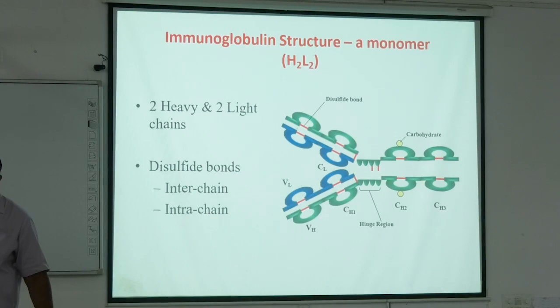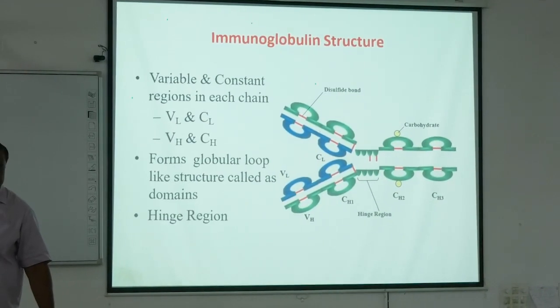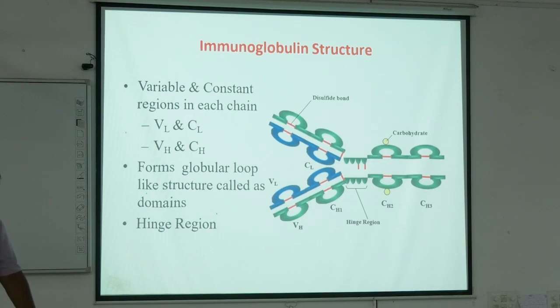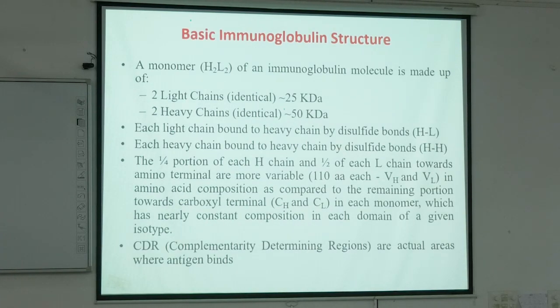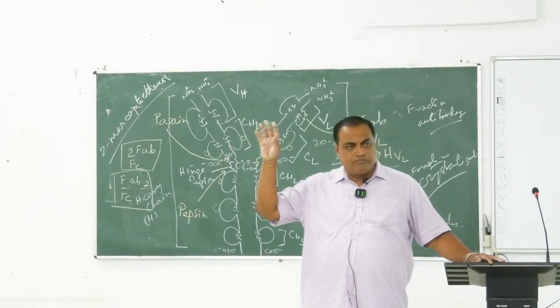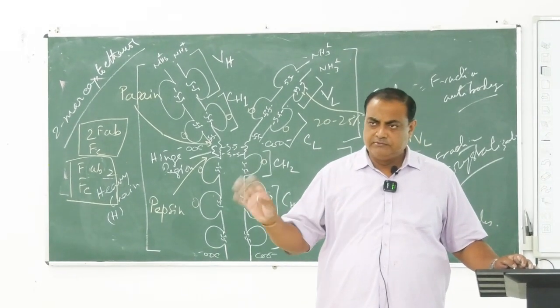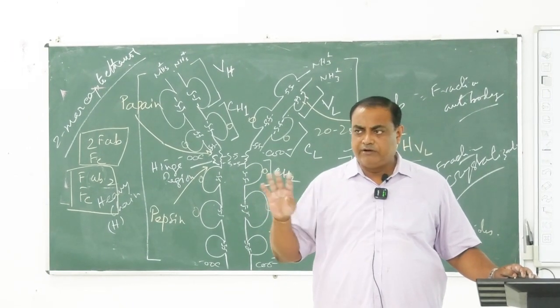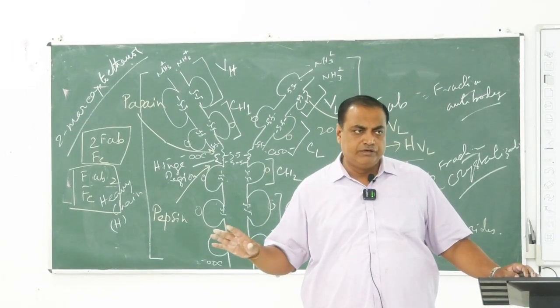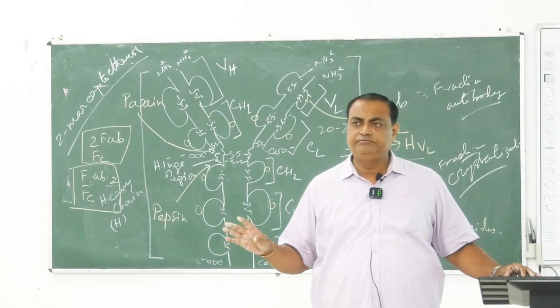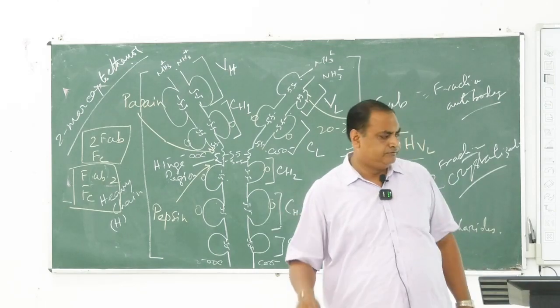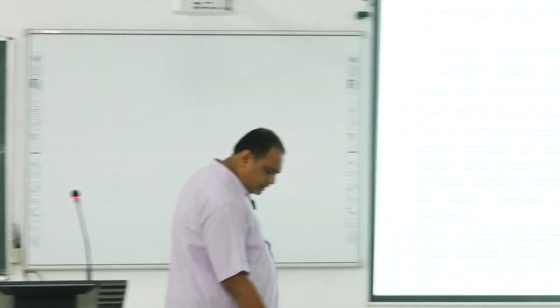There are 2 types of disulfide linkages, intra-chain and inter-chain. All these points you can mention: VH, CH, VL, heavy chain. Their size is also given, 25 kilodalton and 50 kilodalton. So, if you can draw the structure properly, you can write its structure by seeing the structure. Structure and function. Today's topic is structure and function of immunoglobulin. The structure part is over. Any question? No. Fine. The general part of the structure is over.